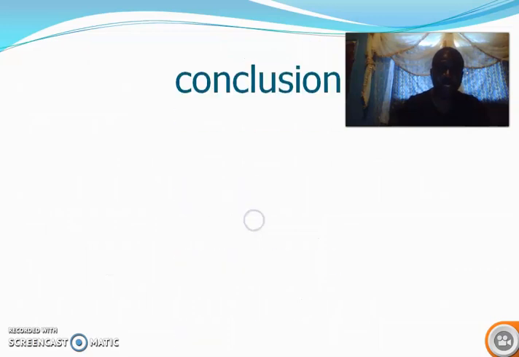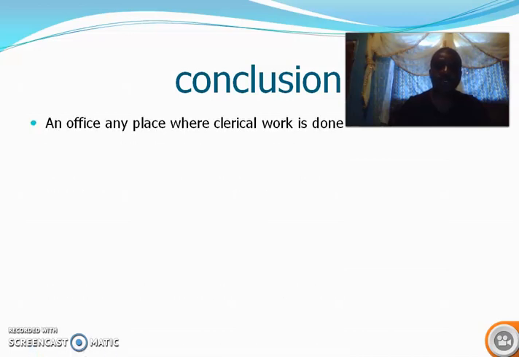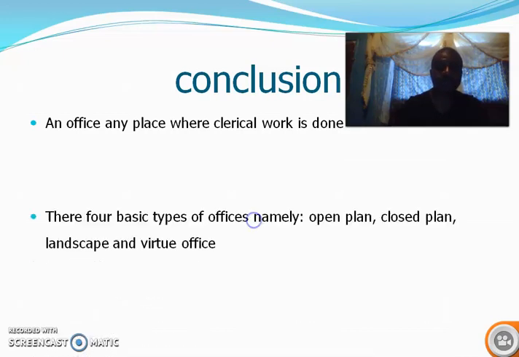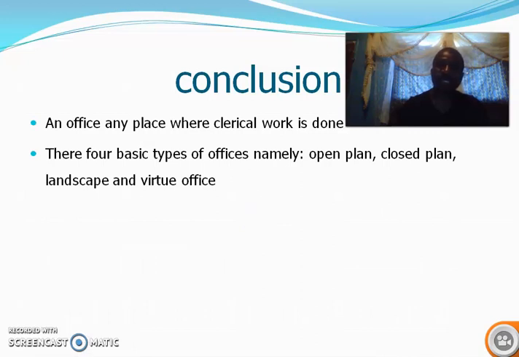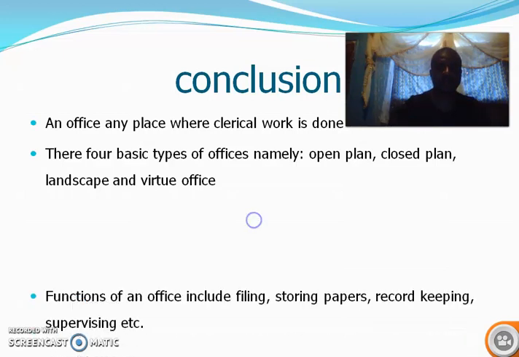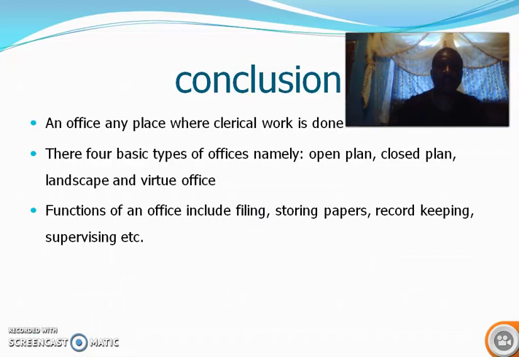Alright, let us move now to the conclusion. What have we talked about in this lesson? So in this lesson, we've said that an office is any place where clerical work is done. And there are four basic types of offices, namely open plan, closed plan, landscape, and virtual office. The functions of an office include filing, storing papers, record keeping, and supervising, etc.